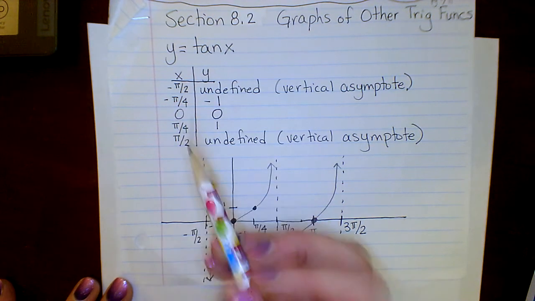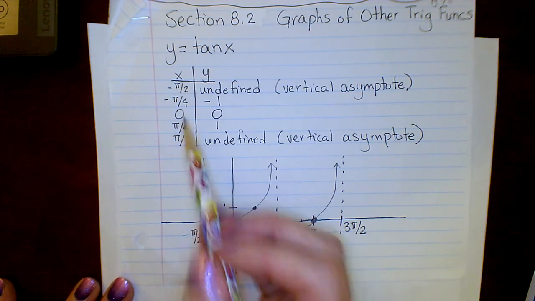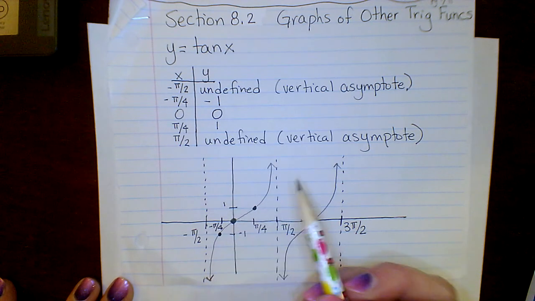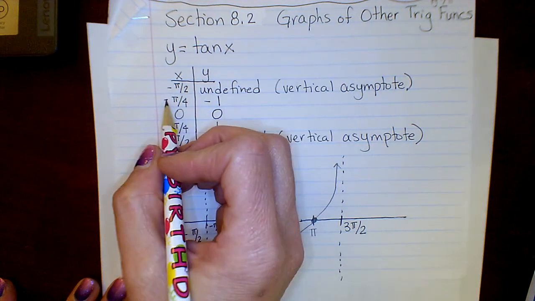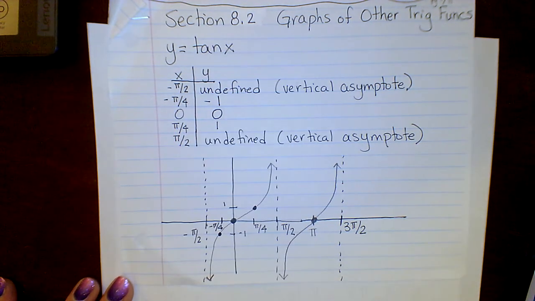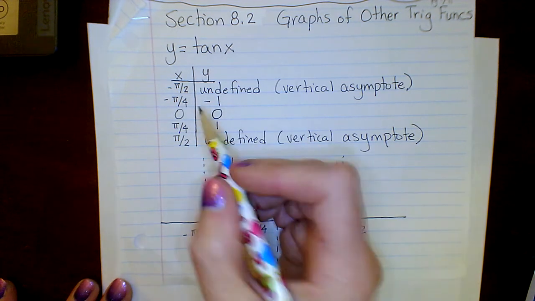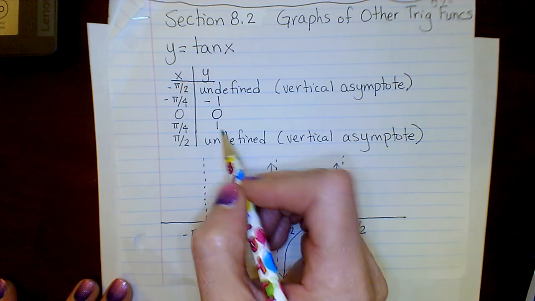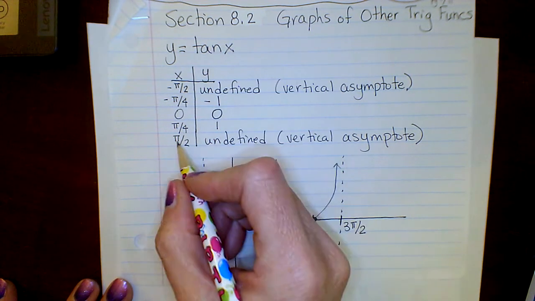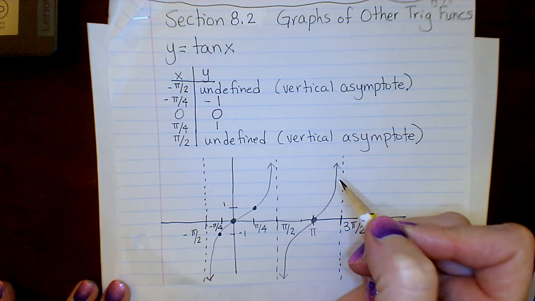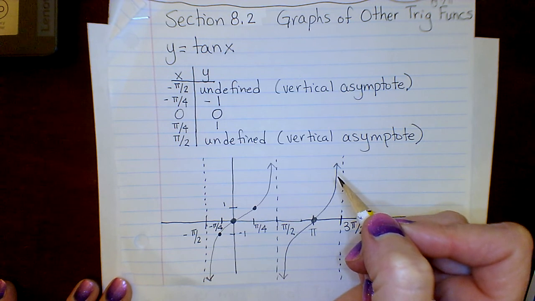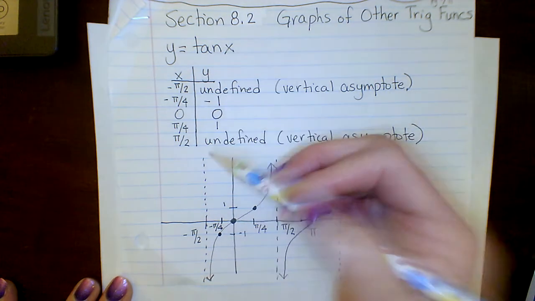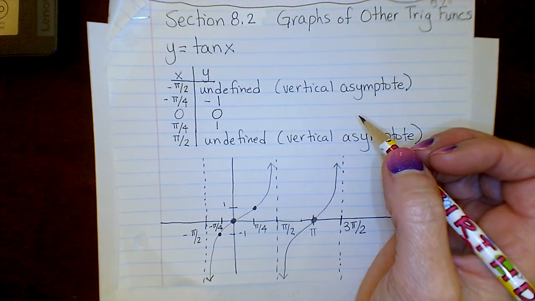At negative pi over 4, that's a 45-degree reference angle, we know that the tangent of 45 degrees is 1. That negative puts it in quadrant 4 where the tangent function is negative, so we get a value of negative 1. At 0, the tangent is 0. At pi over 4, the tangent's 1. And at pi over 2, again, the tangent function is undefined. So that makes up one period of the tangent function.